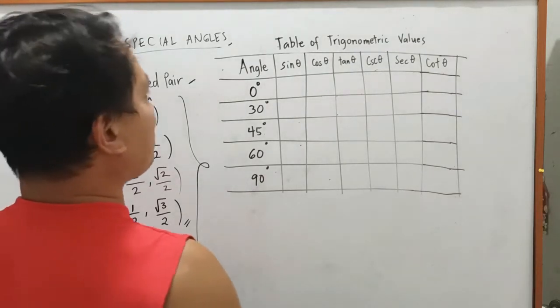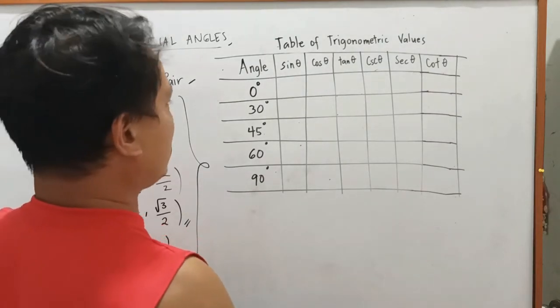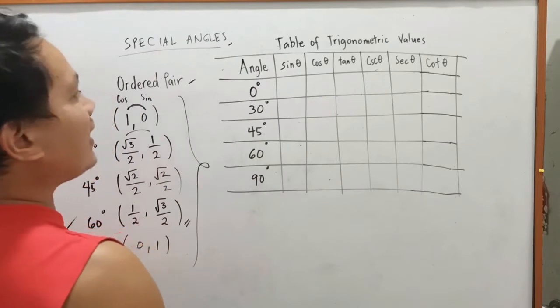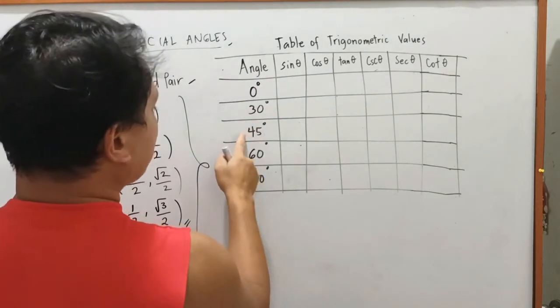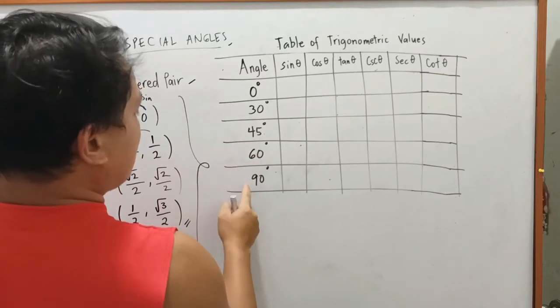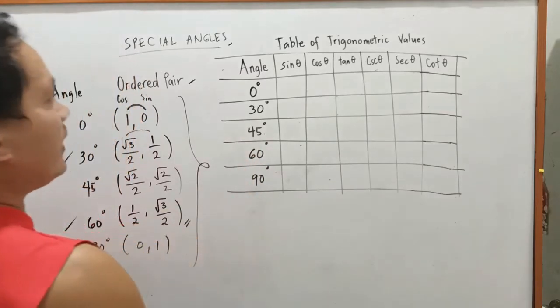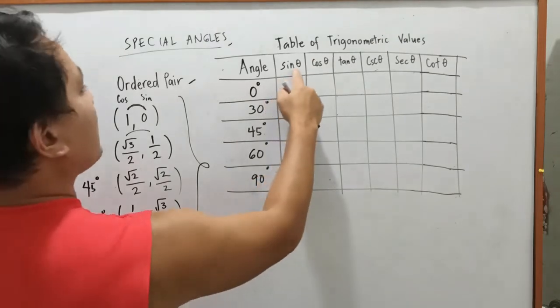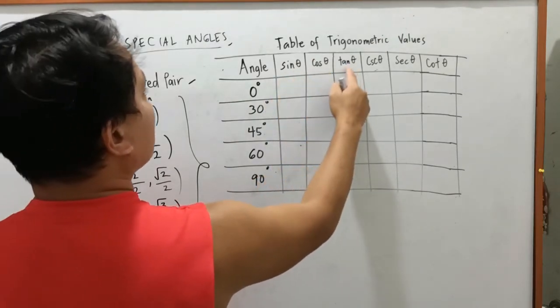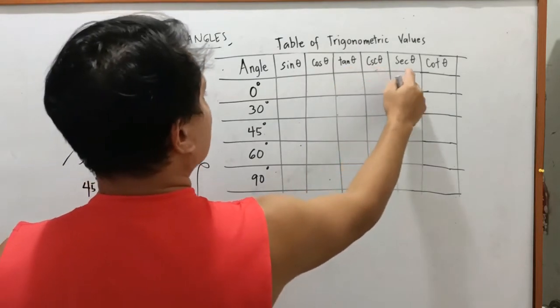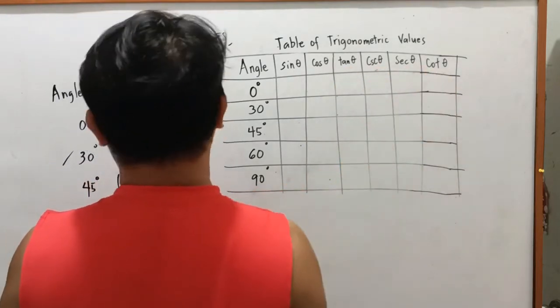And now, how to complete the table of trigonometric values. Given the angle theta, we have 0 degrees, 30 degrees, 45 degrees, 60 degrees, 90 degrees. Isa-isahin natin, kuhanin daw natin ang value ng sine, cosine, tangent, cosecant, secant, and cotangent.